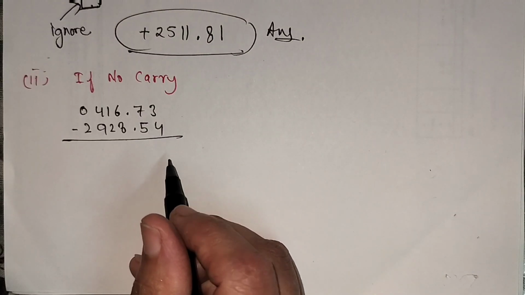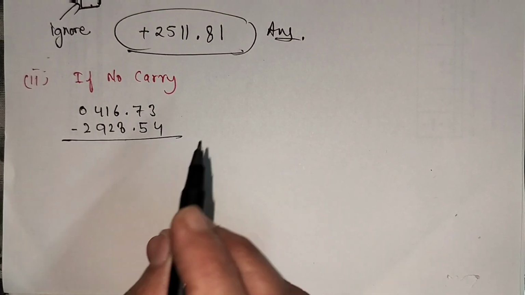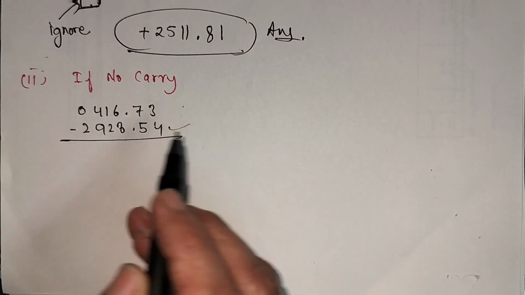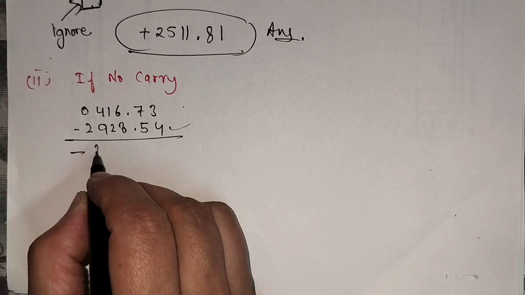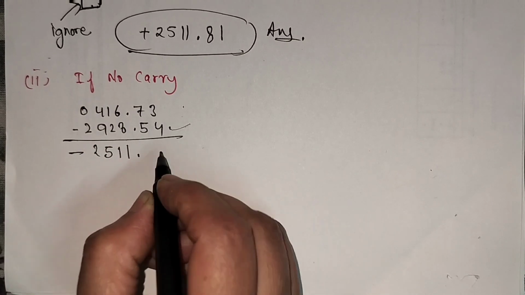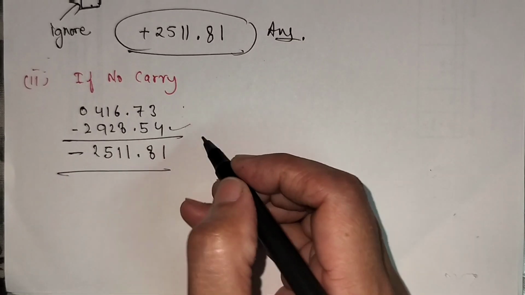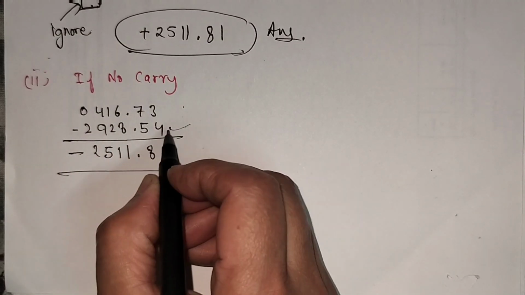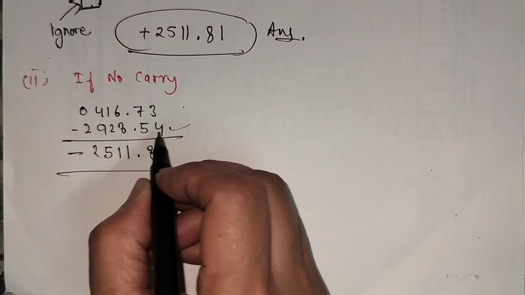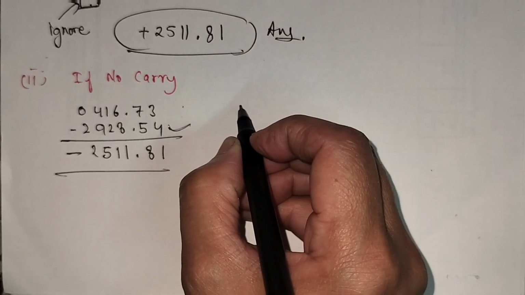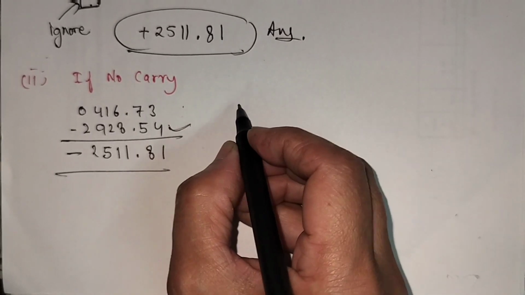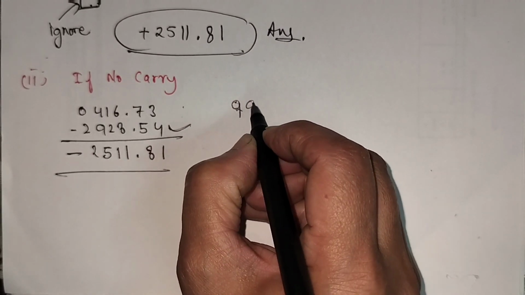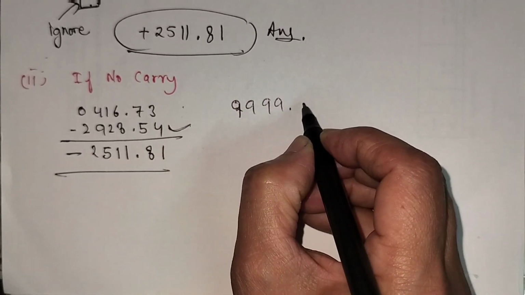Let's take another example. What happens if there is no carry? We can see this number is greater than this number. So the result will be in negative. 2511.81. Now we will perform this subtraction using tens complement. Now we will find the tens complement of this subtrahend. To find the tens complement, first find the nines complement. To find the nines complement, subtract every digit from the 9.